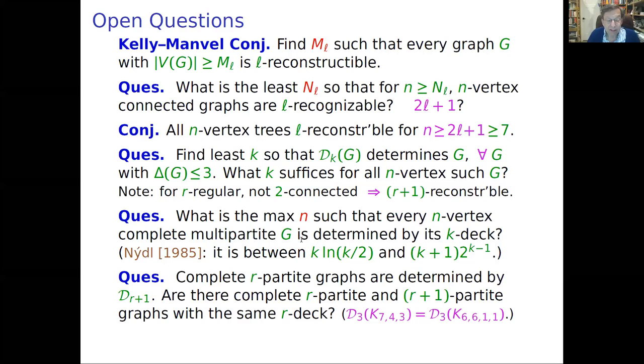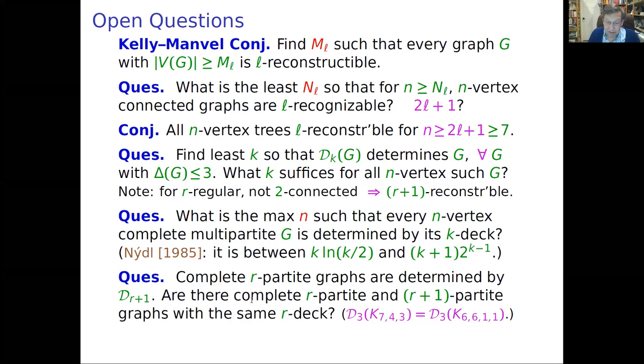And here's maybe the smallest question on my list here that somebody could pursue. Complete r-partite graphs are determined by the (r+1)-deck. I showed you that. What about the r-deck? Can you get away with just the r-deck to determine complete r-partite graphs?